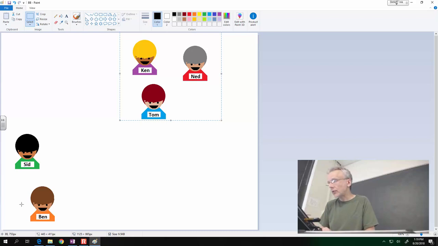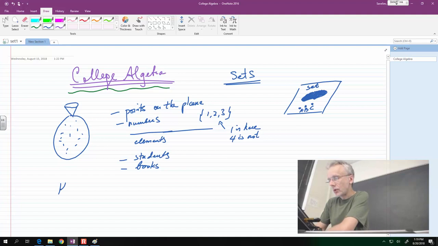You certainly can just write them down, which is what I'm going to do next. So Ken, Tom, Sid, Ned, who else? Ben. Okay, so that's my list, and this is how we put it once again. So, five elements.